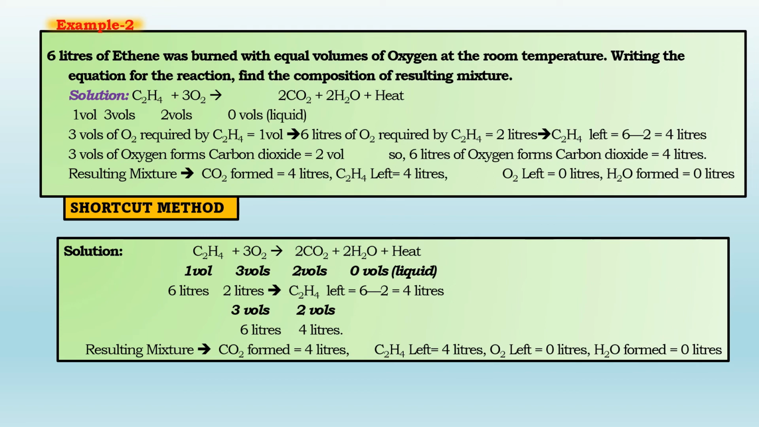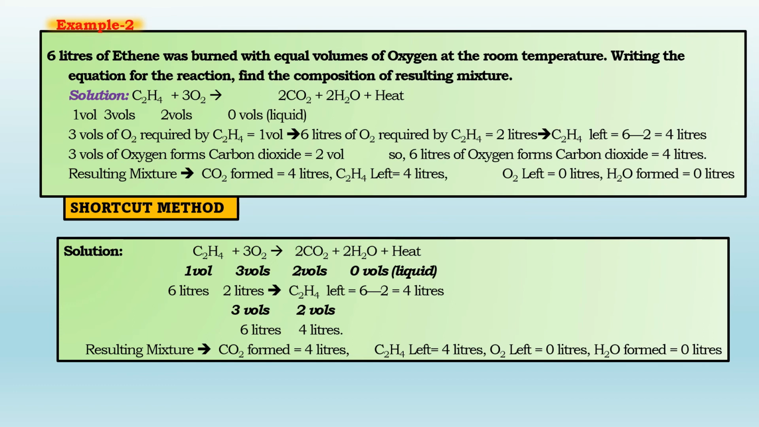3 volumes of oxygen forms carbon dioxide equal to 2 volume. So 6 volumes of oxygen will form carbon dioxide 4 liters. So the resulting mixture will be carbon dioxide formed equal to 4 liters and ethene left will be 4 liters. Oxygen left will be 0 because it is totally used up, and the water formed will be again 0 liters or negligible.